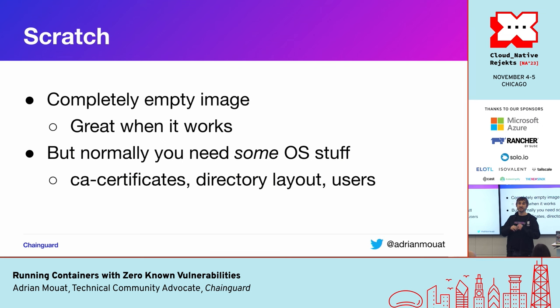Now, Scratch is the completely empty image. And that can be useful in some cases, because if I have something like a Go program or a Rust program that I can statically compile, I can put that into the Scratch image and run it. And in some cases, that'll work fine. In the majority of cases, though, what you'll find is most stuff requires a few more operating system things. CA certificates is the common one. So if you want to talk to anything over TLS, you're going to need CA certificates. Directory layouts, a lot of applications will require or expect /home, /etc, /tmp. And users, some applications expect a user to be defined.